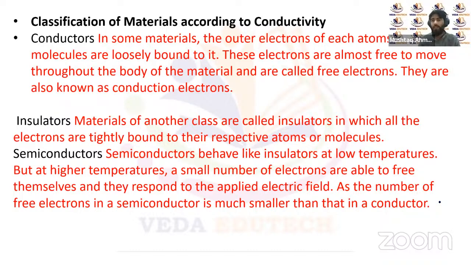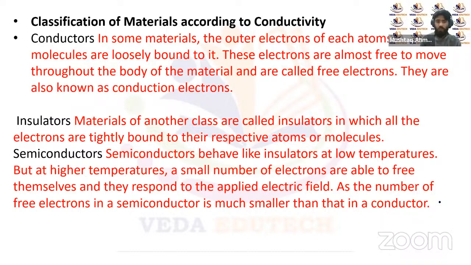And you know that in case of conductors, we call those materials conductors where the electrons are freely available for the conduction, or we can say the electrons are loosely bound so that they are easily available for the conduction of electric current. These electrons are almost free, very loosely bound to the atoms of the material. That's why they are freely available for the conduction, and such materials we call conductors, right?